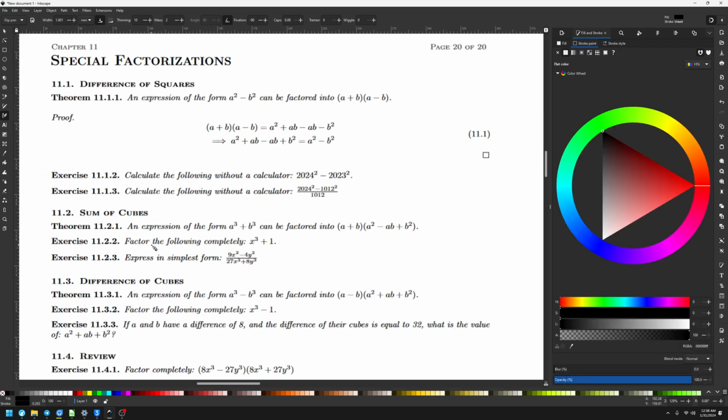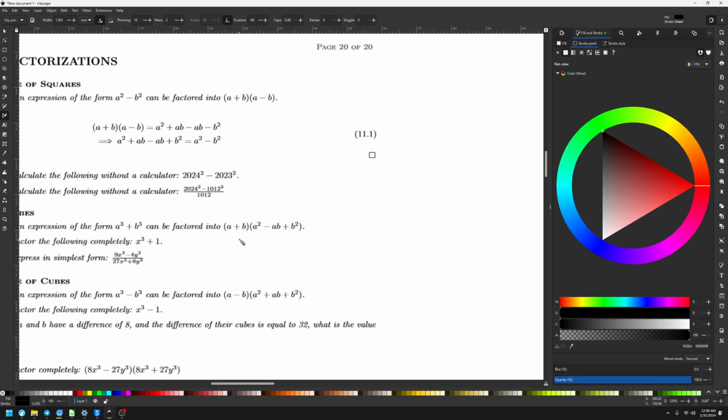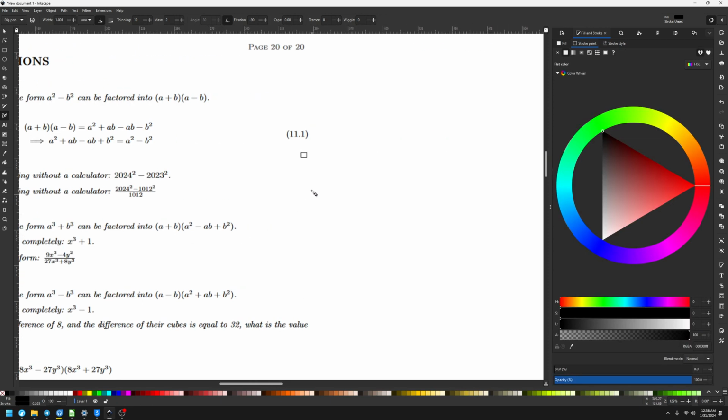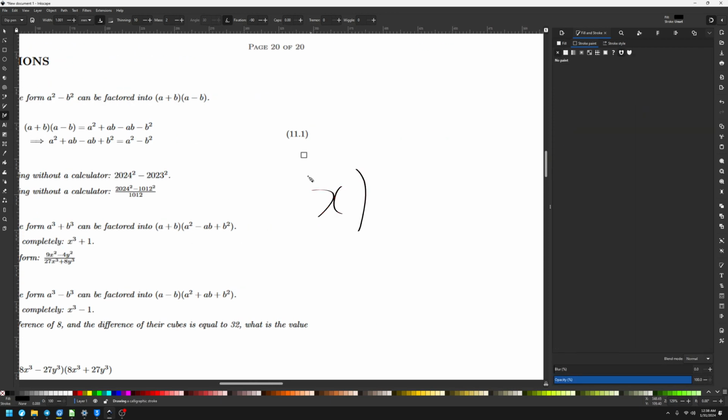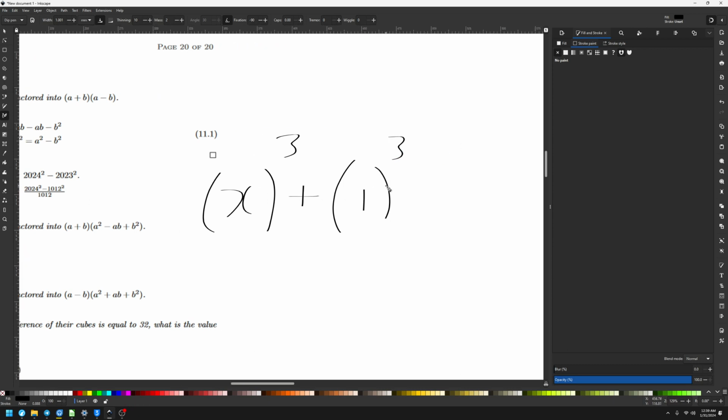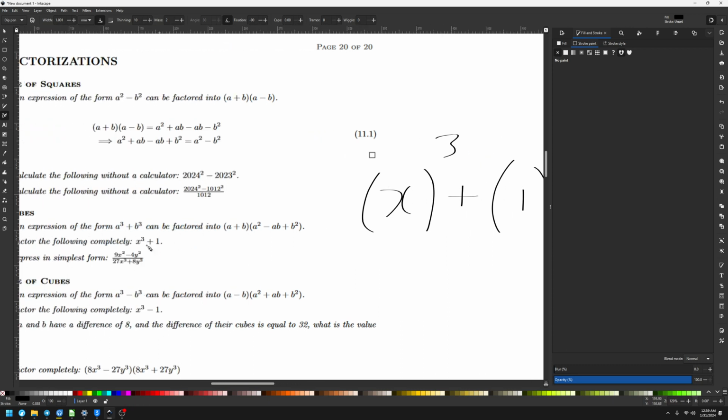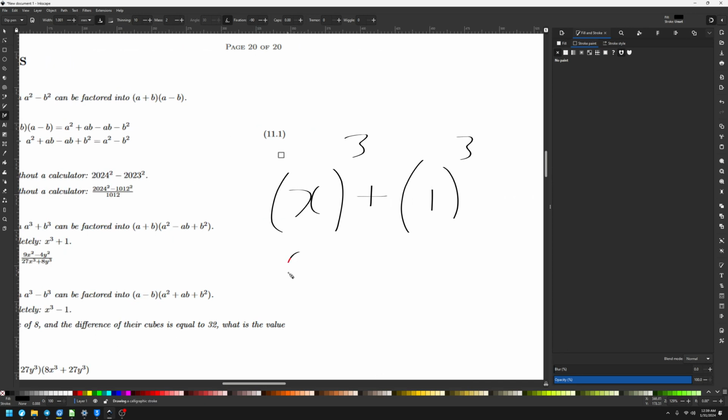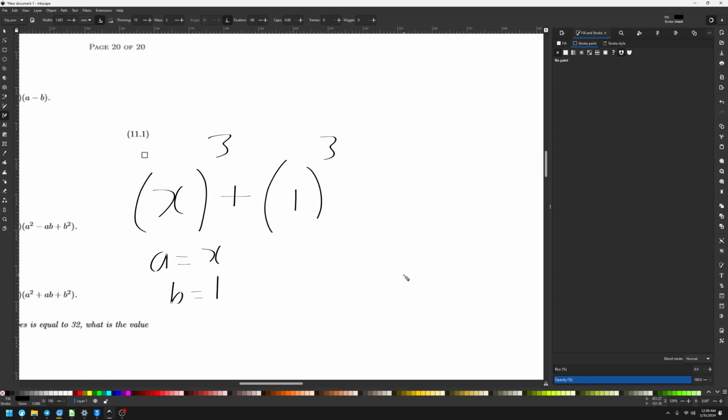Factor the following completely. X cubed plus 1. So x cubed plus 1, you can write that as x cubed plus 1 cubed. This may look stupid for this problem, but we have to think about these problems in this way. So better get used to it now. Okay. So it means that A is equal to x and B is equal to 1.